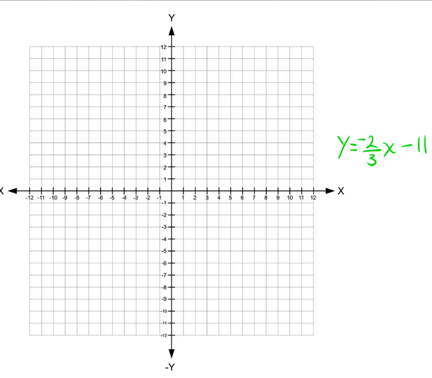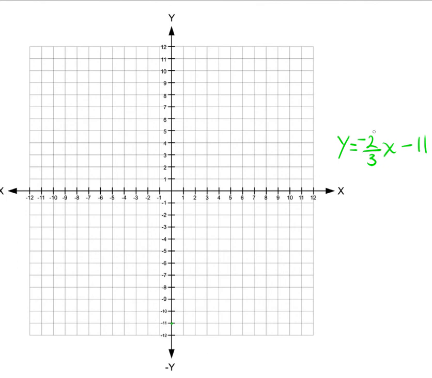Negative 11 is going to be my y-intercept, I don't know if you can see it there. There we go. Let me try and make it a little darker. Yep, negative 11, right? And I can't actually go the negative 2/3. I have to go down 2 and over 3. That's going to put me someplace over here, right? But I can't actually get an accurate point because I don't have the grid, right? If I had the grid, I could, but I don't.